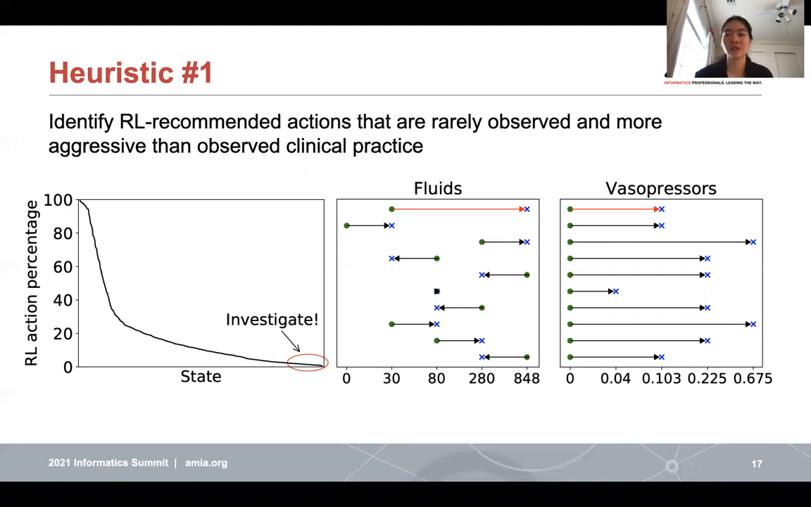On the x-axis of the other two plots are the fluid and vasopressor levels in their action. The green dot represents the most commonly observed treatment, while the blue X represents the RL recommended action. The red arrows on top show that the treatment at that state is much more aggressive under the RL policy, so we examine samples from that state.